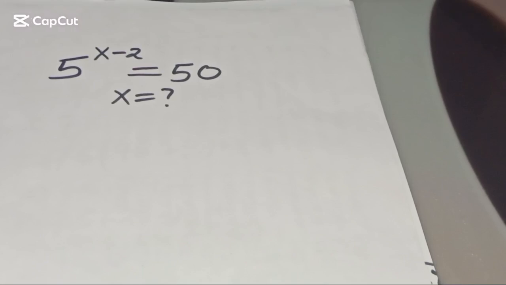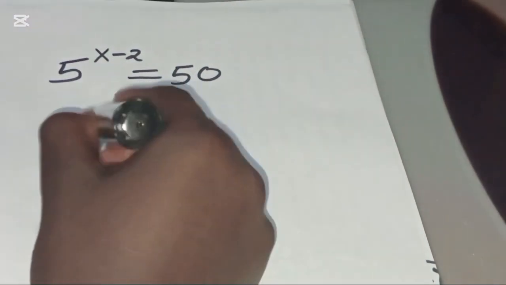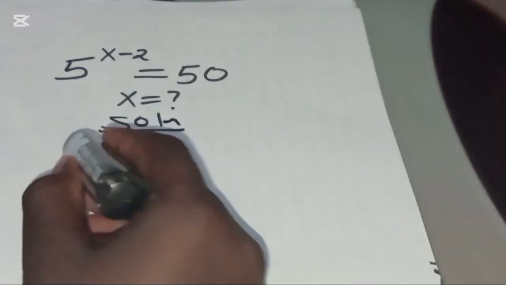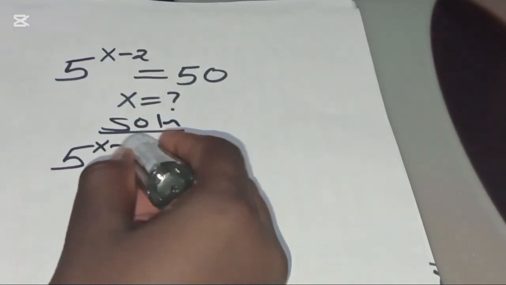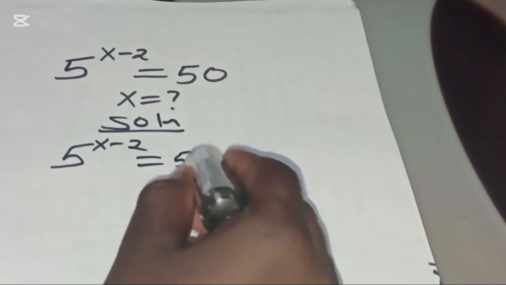Hello everyone, welcome to solve this nice exponential equation, which is 5 to power x minus 2 equals 50. So what is the value of x? Now the solution. We have 5 to power x minus 2 equals 50.